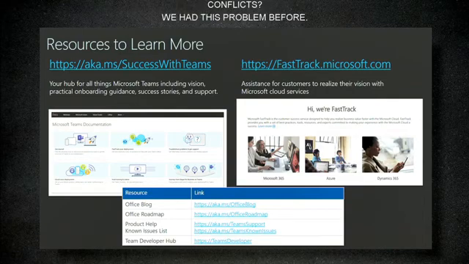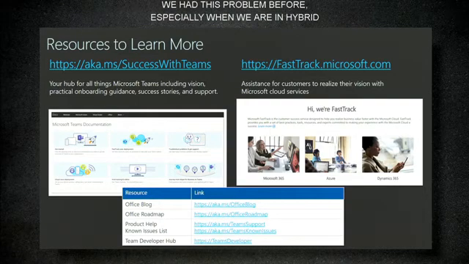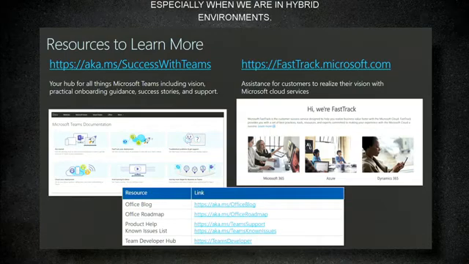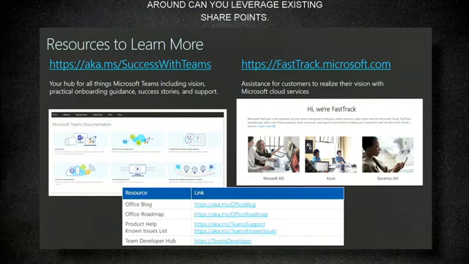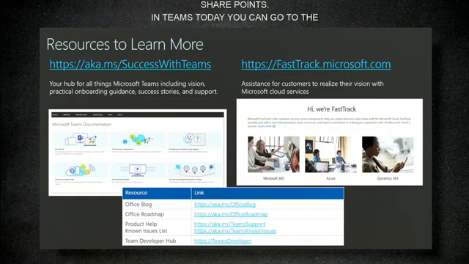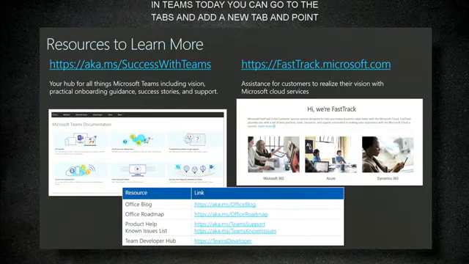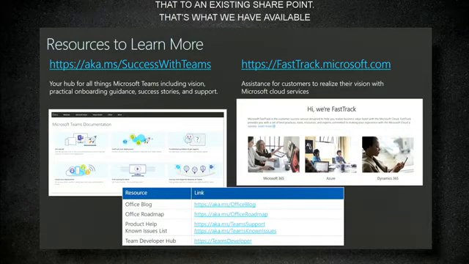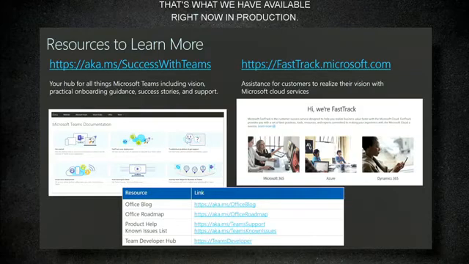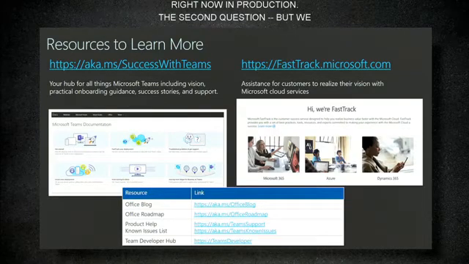It was a little hard for me to hear, but I think the first question was around whether you can leverage existing SharePoints. In Teams today, you can go to the tabs and add a new tab, and you could point that to an existing SharePoint. So that's what we have available right now in production. But we don't have the ability to programmatically convert a bunch of SharePoints to be in the Teams. That's something we have had people ask us for.